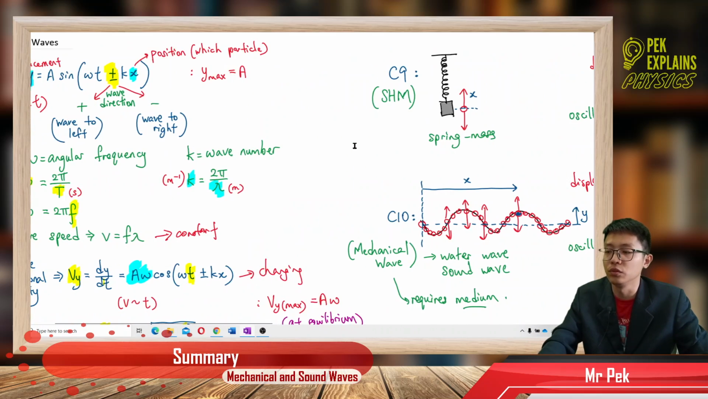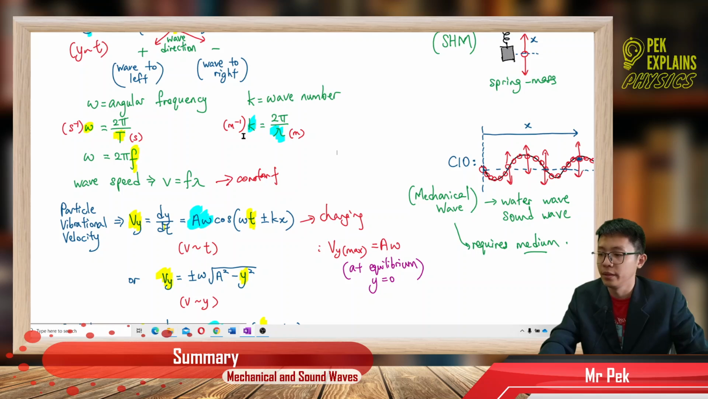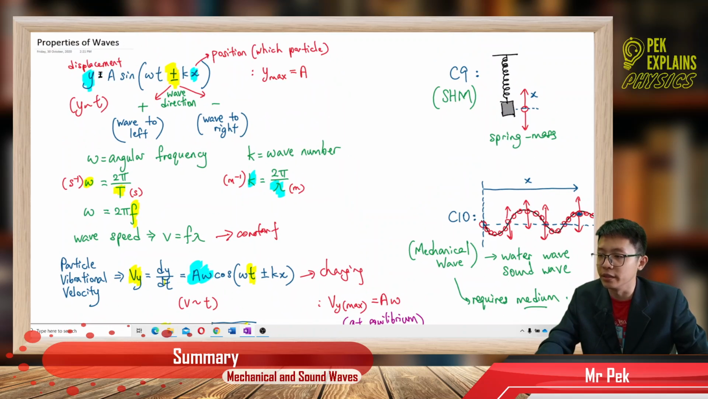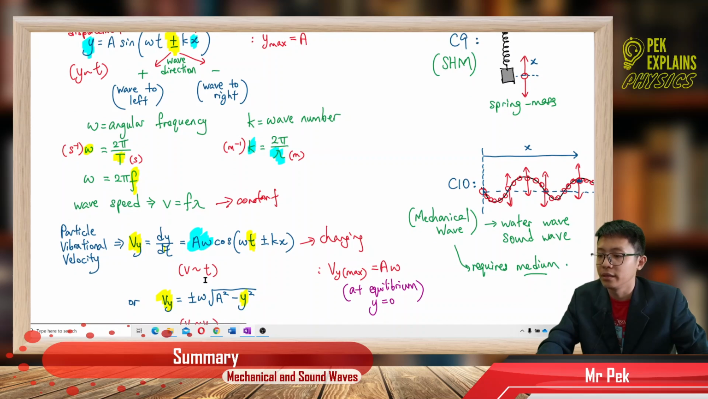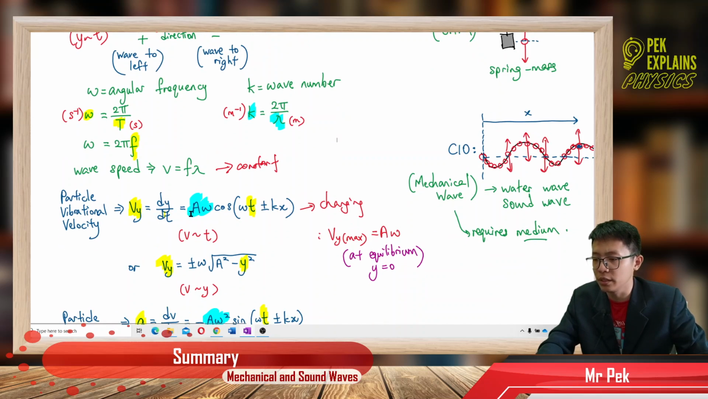So we do the same thing for this equation. To get the velocity of the particle oscillating up and down, we differentiate the displacement-time equation against time. A sine(omega t plus or minus kx), we differentiate. Differentiate the sine, we get cos. Then differentiate inside, omega t gives omega, and omega goes to the front. That's why the velocity equation is A omega cos(omega t plus or minus kx). Okay?